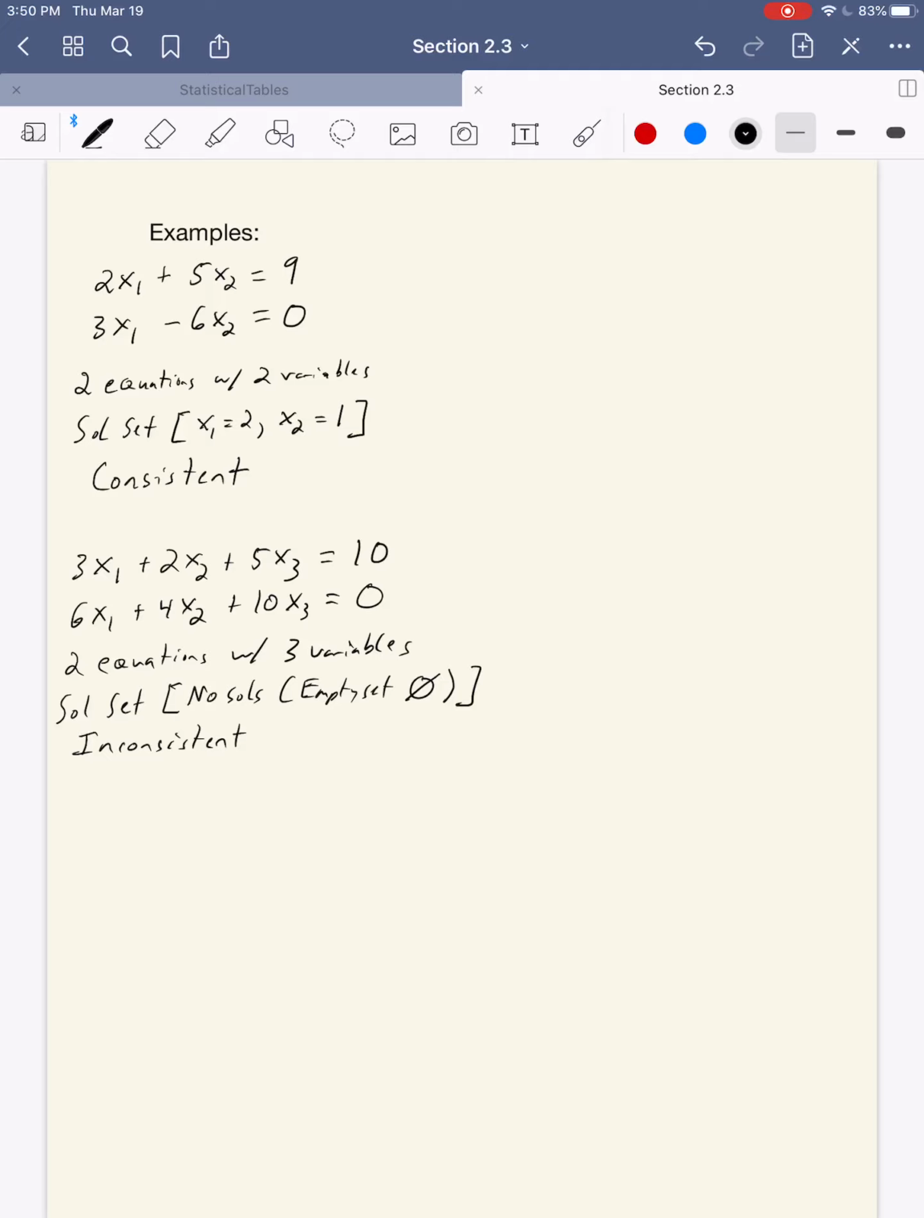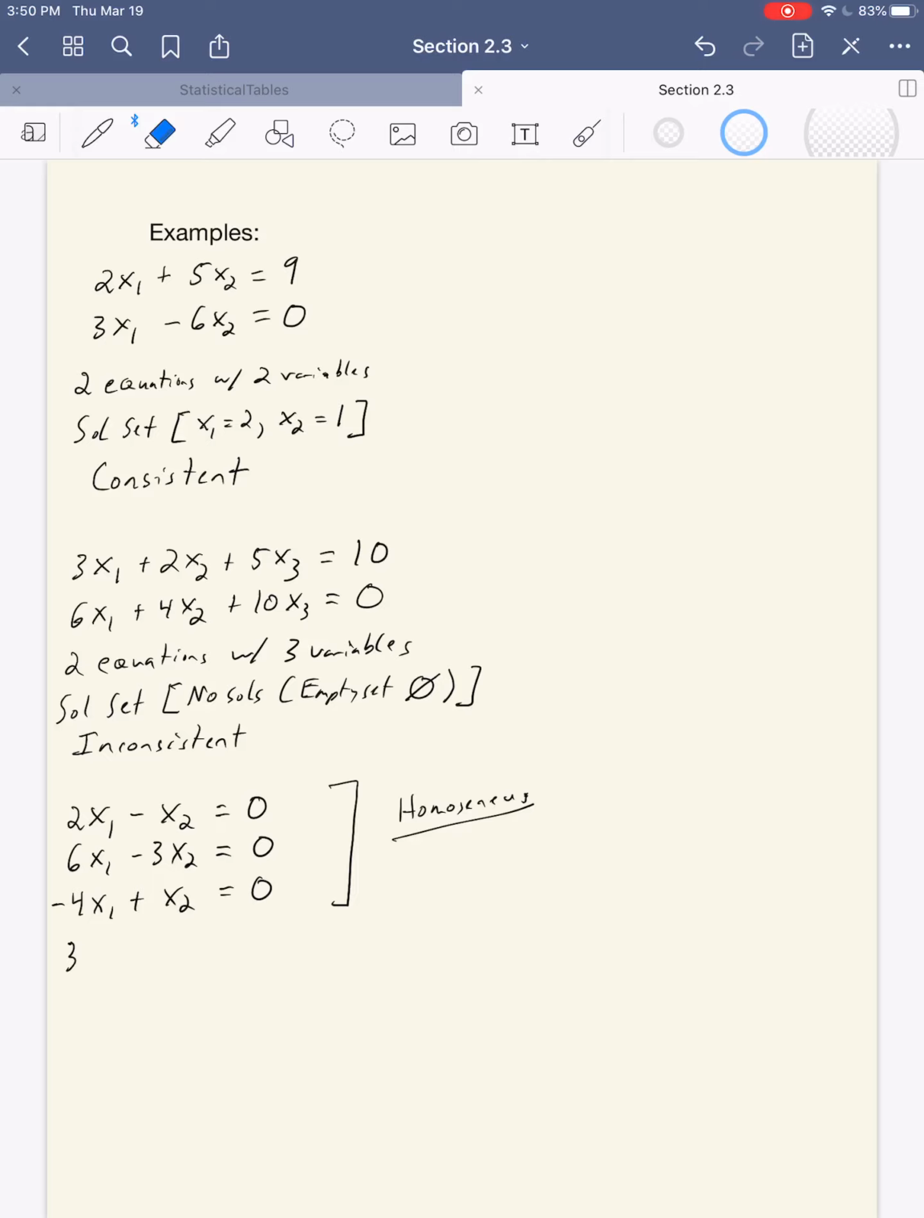All right, one last example here. You might have this little system here. 2x1 minus x2 equals 0. 6x1 minus 3x2 equals 0. And negative 4x1 plus x2 equals 0. Now, you should make a note here, since all of these are equal to 0, this would be considered a homogeneous system, because everything has an equals 0. And this one would be 3 equations with 2 variables.